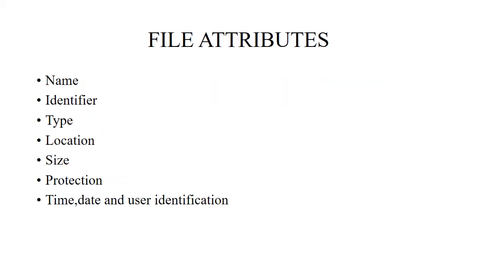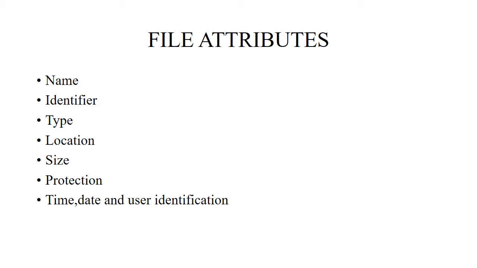So the attributes of a file. Attributes means the characteristics which define the file. The attributes are name, identifier, type, location, size, protection, time, date, and user identification. The name indicates the symbolic file name, which is the only information kept in human readable form. So whenever you create a file with any name, it is understandable by saying what it contains.